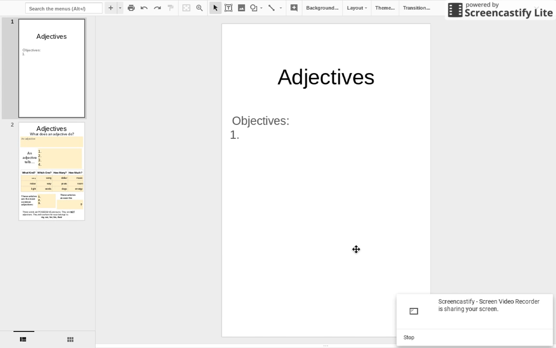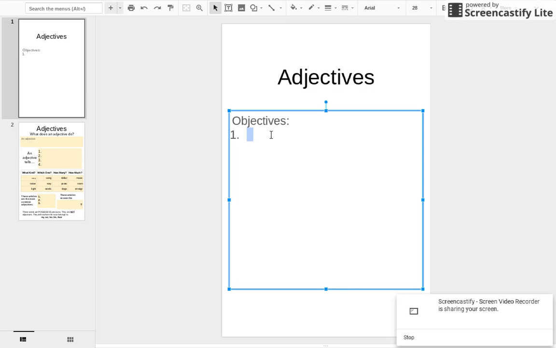Hello! Today we're going to learn about adjectives. While we're learning about adjectives, we have 3 objectives or goals. The first one is that we want to be able to define the term adjective. So that means that if someone asks us, hey, what is an adjective? We should be able to explain it to them.